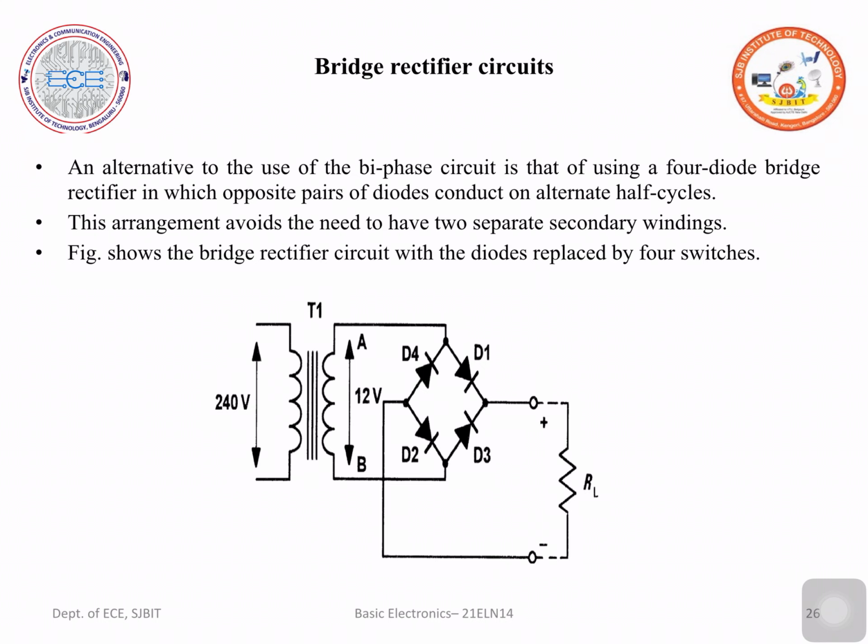This bridge rectifier is the most popular, widely used, because here we don't need a center tap transformer, which is bulky. Here a simple step down transformer is used. But instead of 2 diodes as in the center tap full wave rectifier, here we need 4 diodes. So this is the alternative to the use of the biphase circuit.